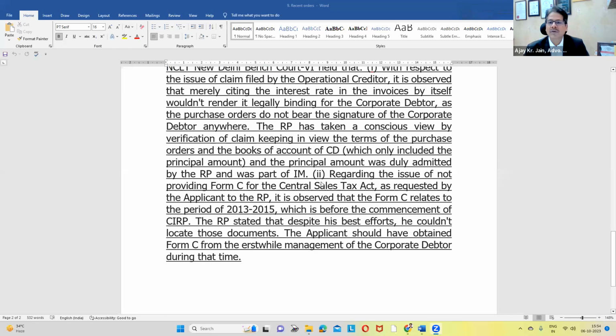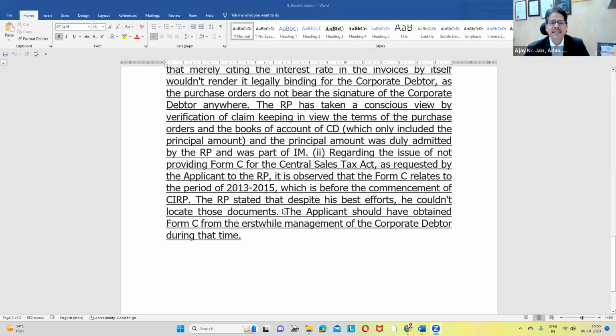Regarding the issue of not providing Form C of CST as requested by the applicant to the RP, it is observed that Form C relates to the period of 2013-15, which is before the commencement of CIRP. The RP stated that despite his best efforts, he could not locate those documents. The applicant should have obtained Form C from the erstwhile management of the corporate debtor during that time.